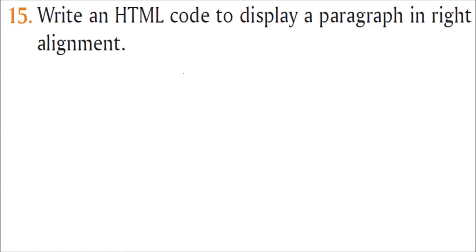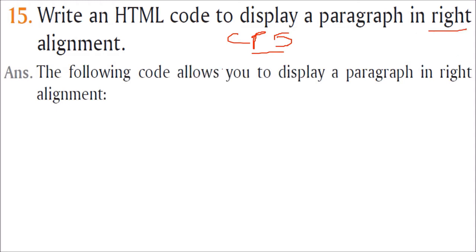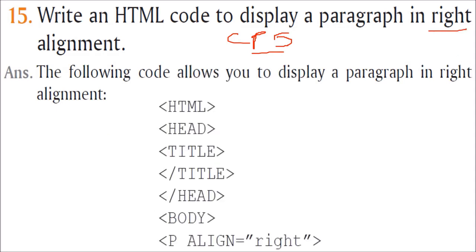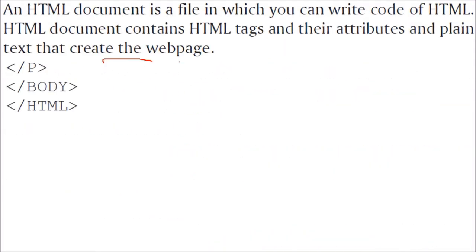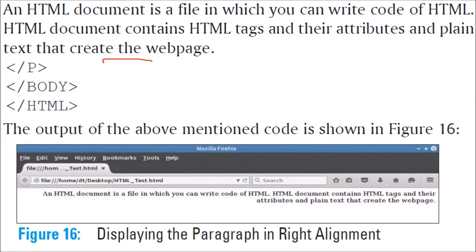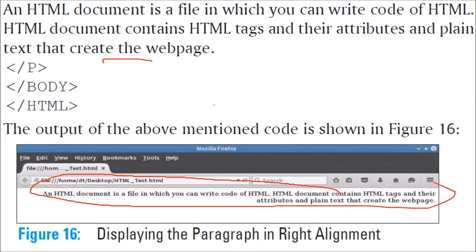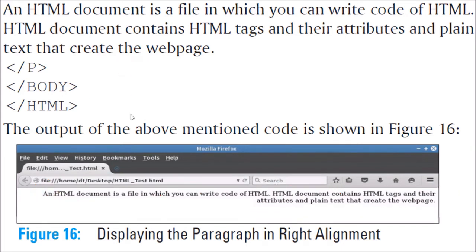HTML code to display paragraph in right alignment. So just P and you use the property align equal to left. Right, I'm so sorry. So just P inside your body, P align equal to right. So the content will be shown aligned on the right side. You see the output, this will be shown on the right side. If you want to show it in the center, align equal to center. In the left, align equal to left.